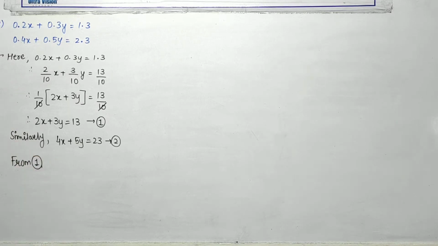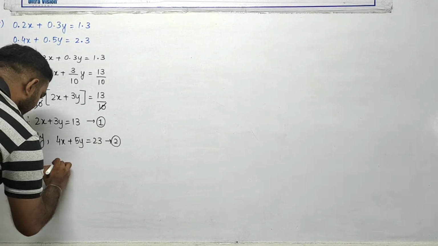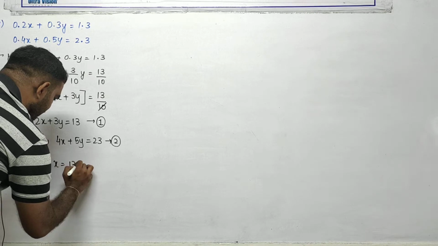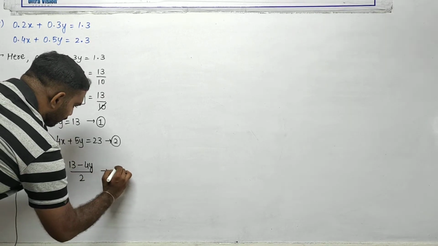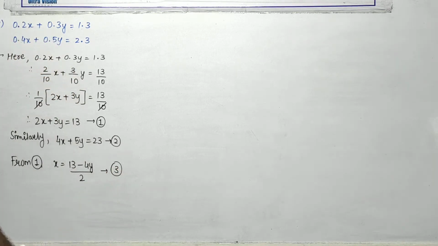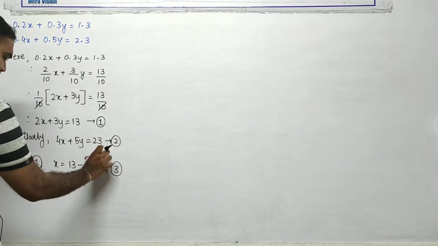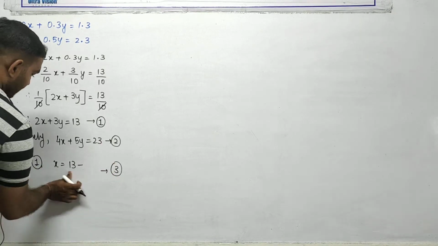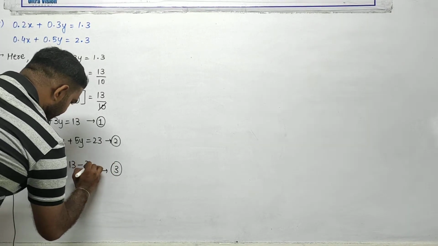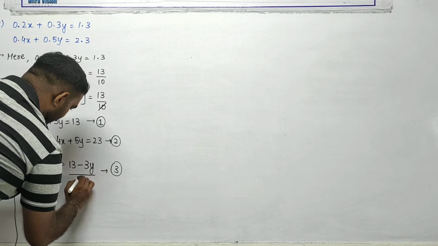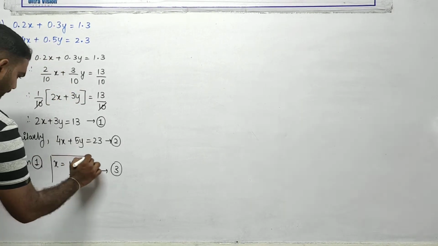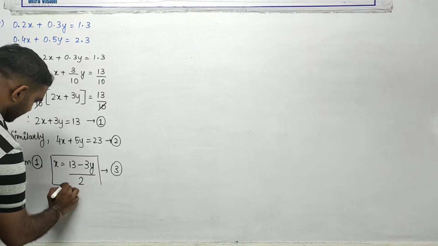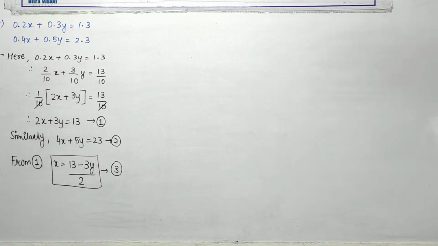From equation 1 I will write down x is equals to 13 minus 4y upon 2 as the third equation. Sorry, not 4y, my mistake: 13 minus 3y upon 2. This becomes the third result.